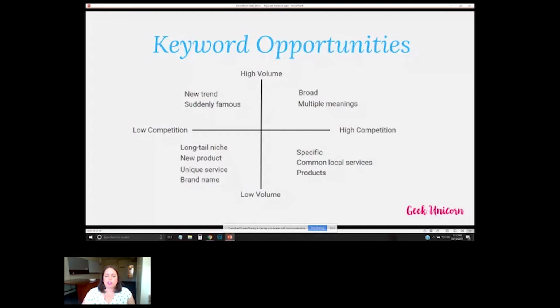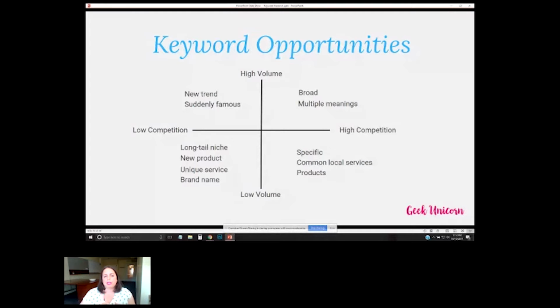So low competition, low volume are typically long tail niche keywords. Like again, that pizza place on Danforth, it's long tail. It's a little bit niche because it's so isolated and local. A new product, a unique service, and your brand name would all be things with low competition, low volume.